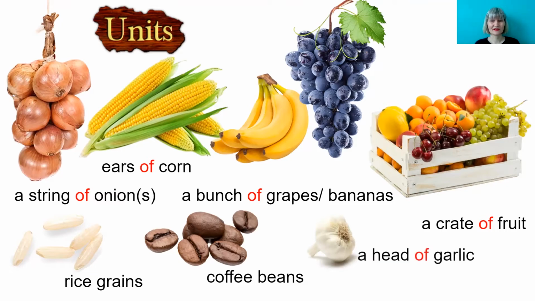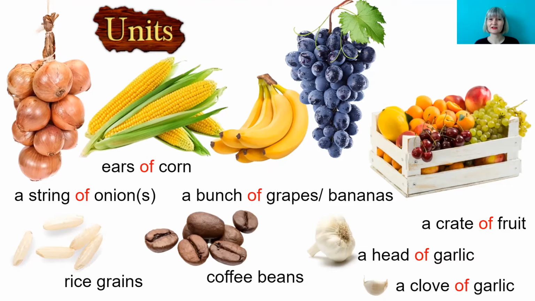A head of garlic. Головка чеснока. И у нас, кстати, в русском тоже так говорят, да? А если нам нужно еще мельче пойти, тогда мы скажем зубок чеснока, да? A clove of garlic. So we have a head of garlic and a clove of garlic. Both of these words are very interesting. We're going to come back to them.